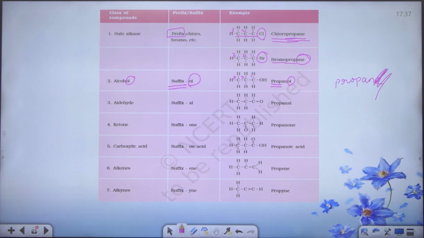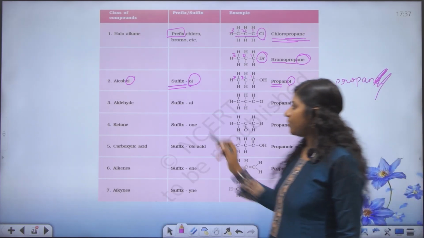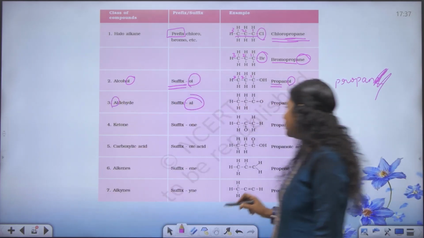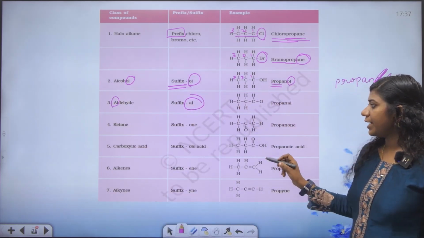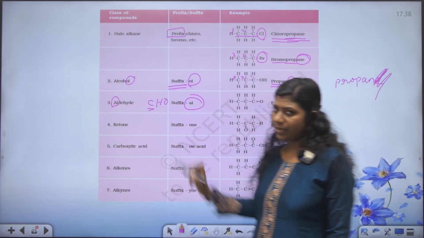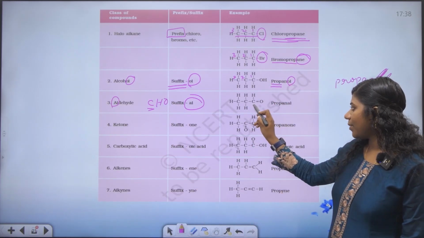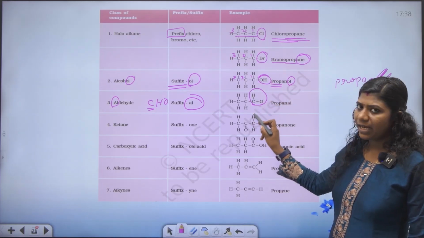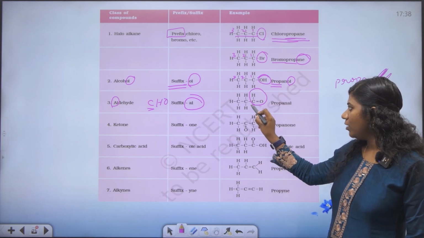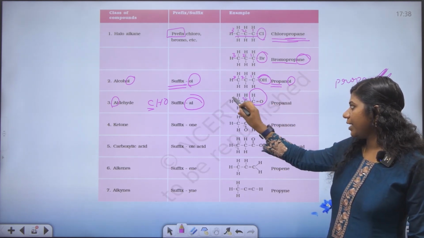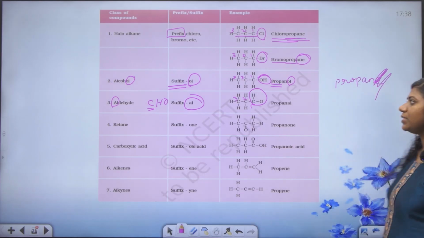And the next functional group is aldehyde. Aldehyde is used as suffix -al. Then count the number of carbons. Aldehyde is a CHO group. It also contains a carbon atom. So count it: this one also, first carbon atom, second, third. Total number of carbon atoms is 3.